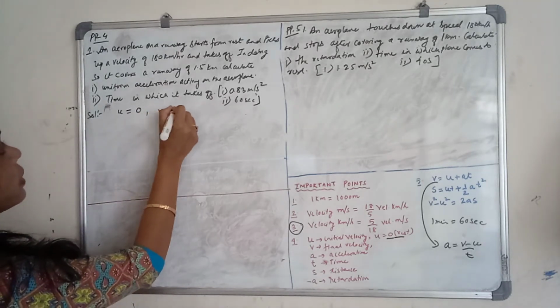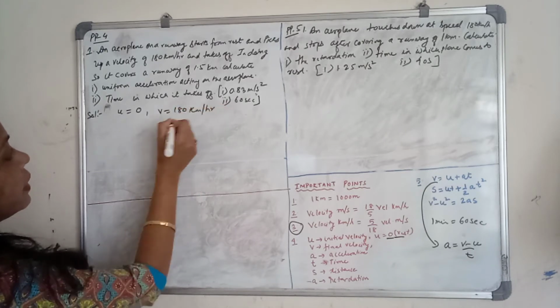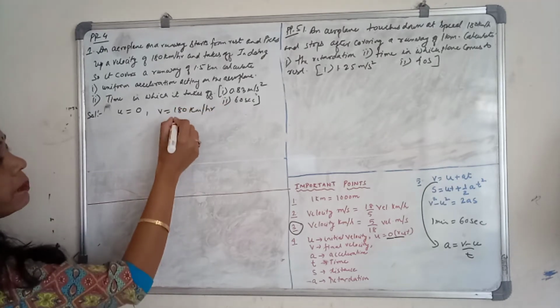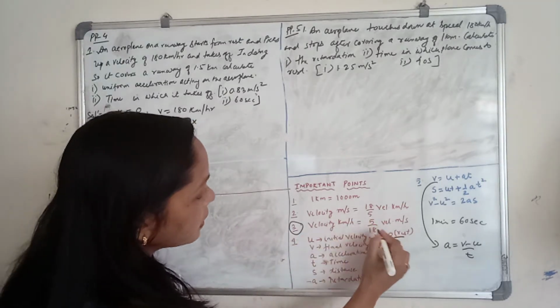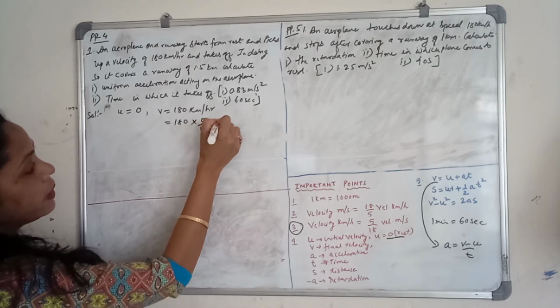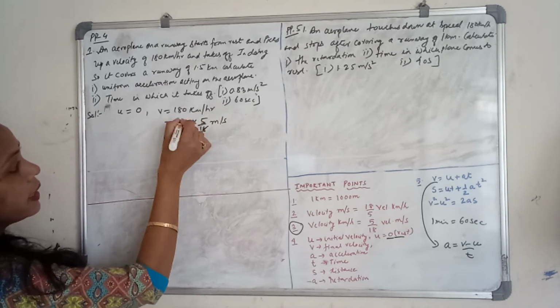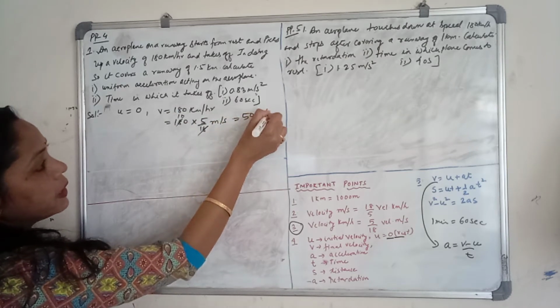So v is equal to 180 km per hour. Now this 180 km per hour you have to convert into meter per second by using 5 by 18. So 5 by 18 meter per second, cancel it. So it will come as 50 meter per second.